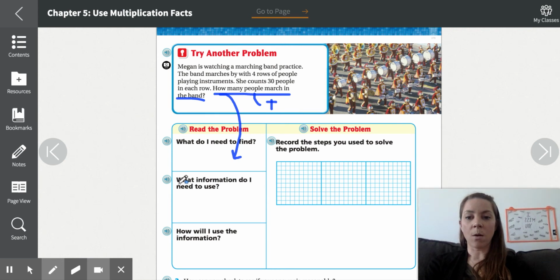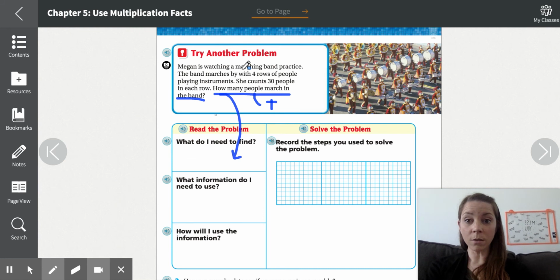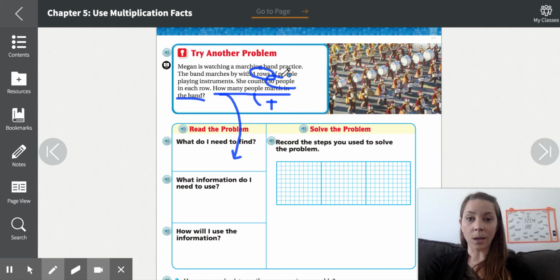Okay, now then I'm going to think of what information I need to use, like what are my clues I'm going to be using to solve this. Well, the first sentence is not that helpful with any clues, but the second one has 4 rows of people, and then there's 30 people in each, right? So that's what I'm going to fill in right here.